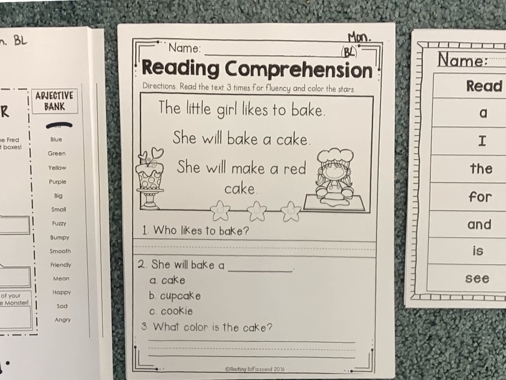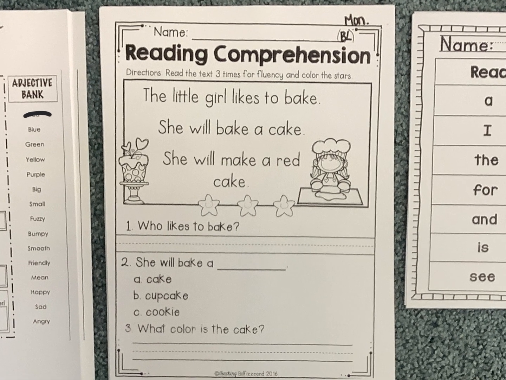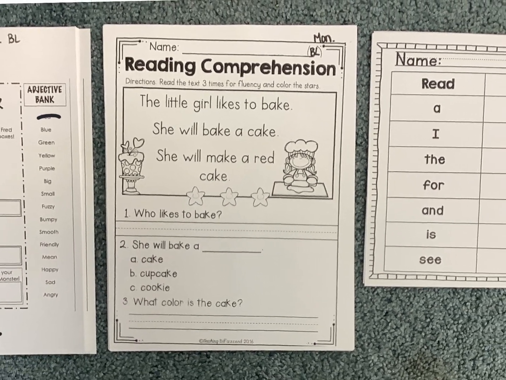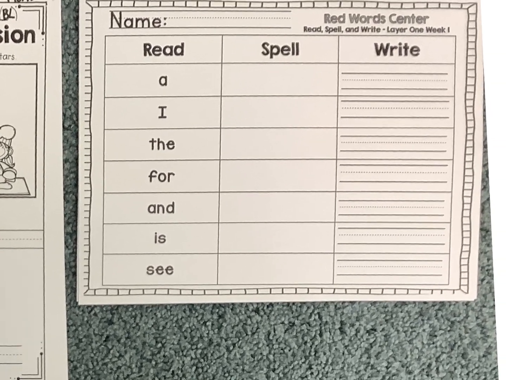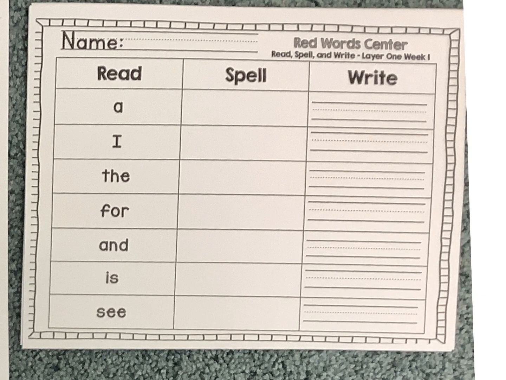Next, you're going to read this story and fill in the blank to answer the questions. Make sure you look in your passage. And then lastly, we're going to work on sight words a little bit. You're just going to read it, spell it, and then you're going to write it on the lines.